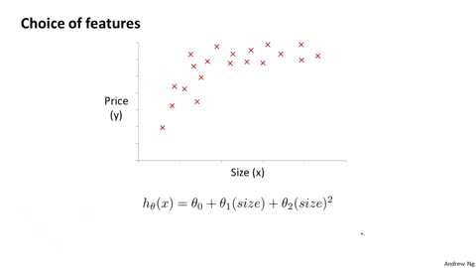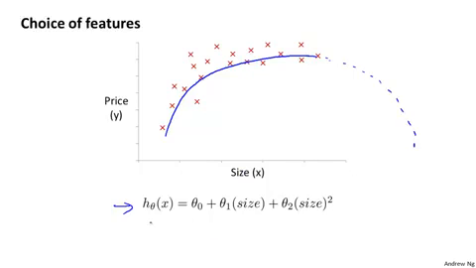Finally, here's one last example of how you really have broad choices in the features you use. Earlier we talked about how a quadratic model like this might not be ideal because maybe a quadratic model fits the data okay, but the quadratic function goes back down, and we really don't want to predict that housing prices go down as the size of the house increases.